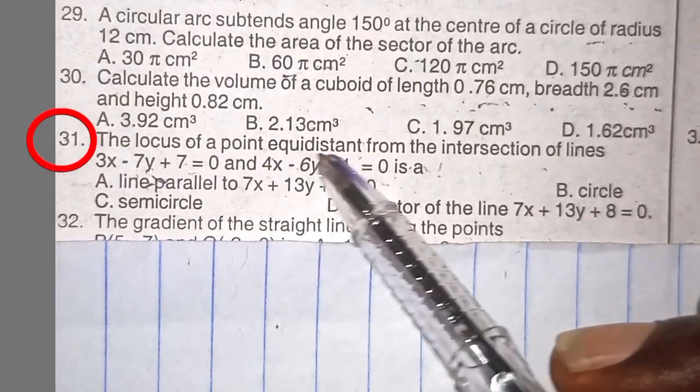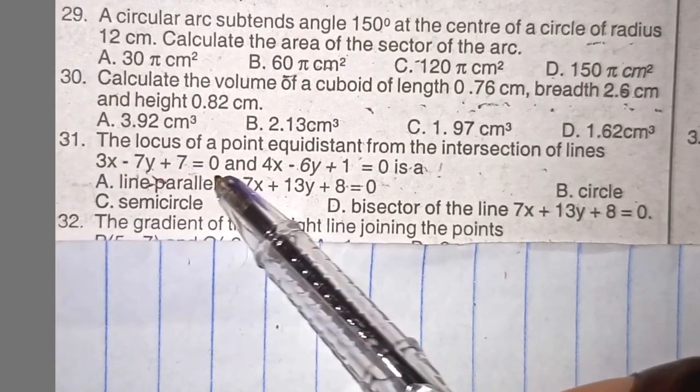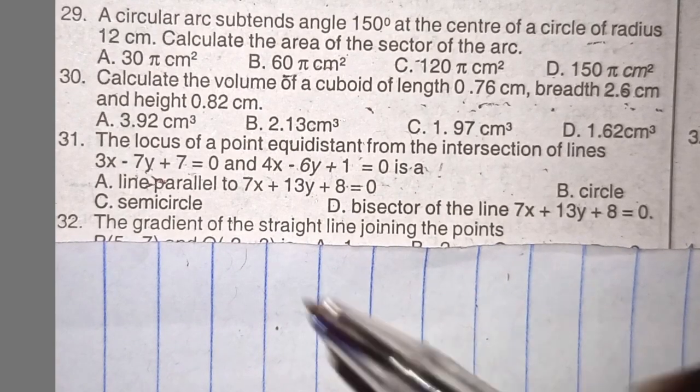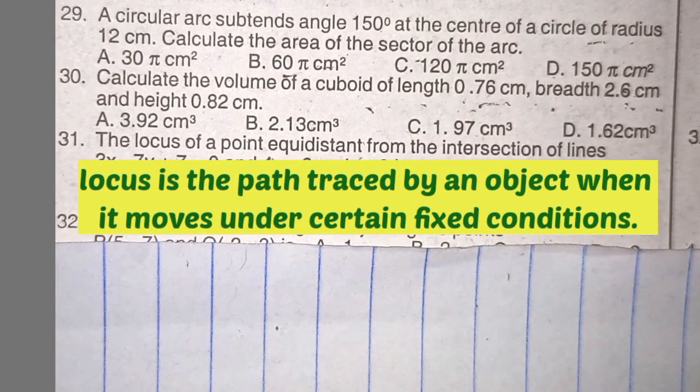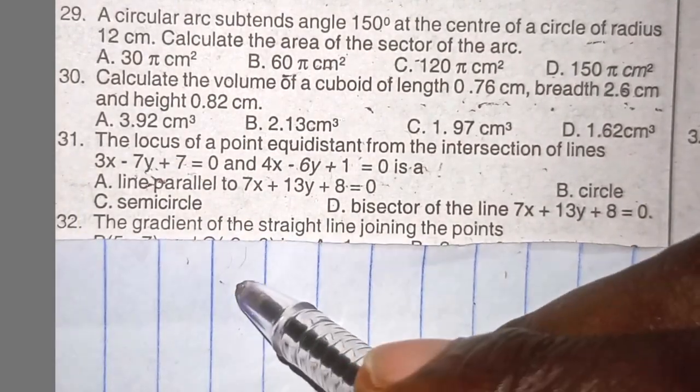The locus of a point equidistant from the intersection of lines 3x minus 7y plus 7 equals 0, and this is equals to 0, is a dash. Locus is just the path traced by an object when it moves under certain conditions. To not waste your time, in this question you don't need to sketch these lines. Don't waste your time. Just draw two random lines.